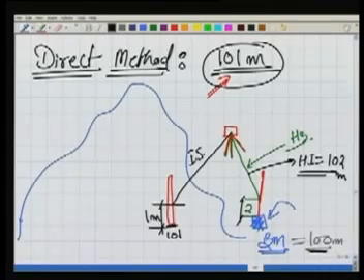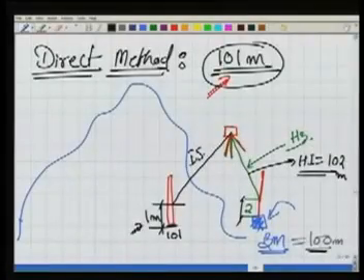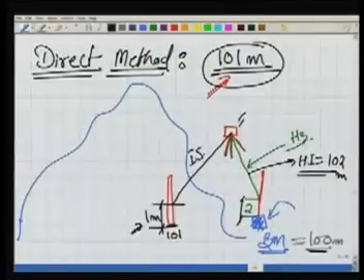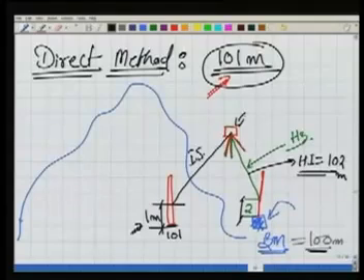So what we are doing, I'm moving with this staff now on the hill, and I keep moving. It's a kind of trial and error, till the staff is bisected at the 1 meter graduation, or the observation right now for this level is 1 meter. If it is so, this particular point will be 101 meter.